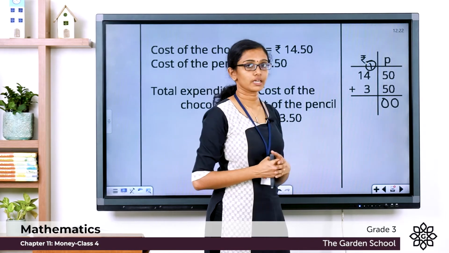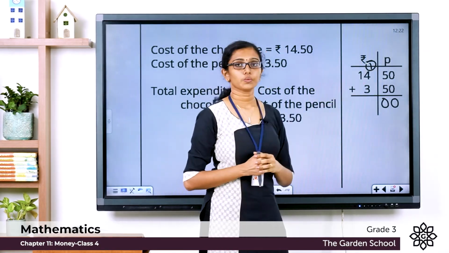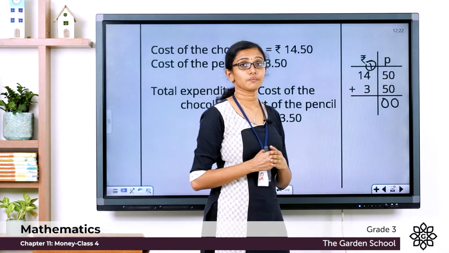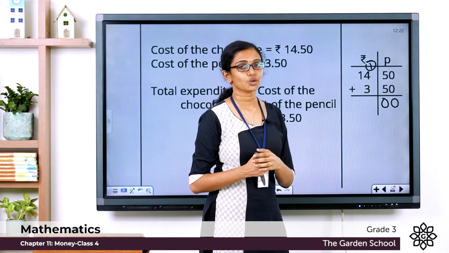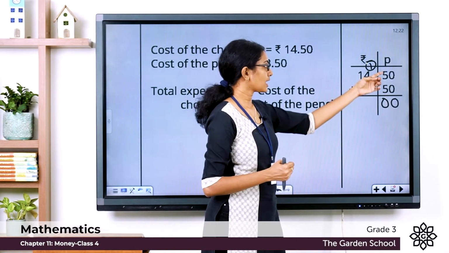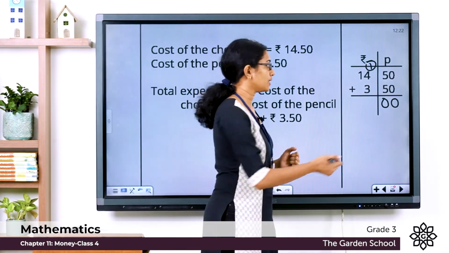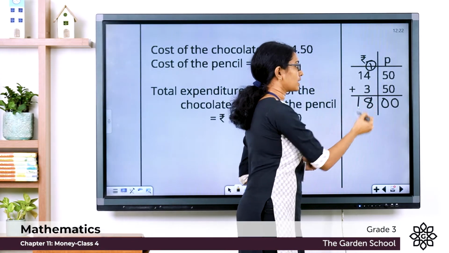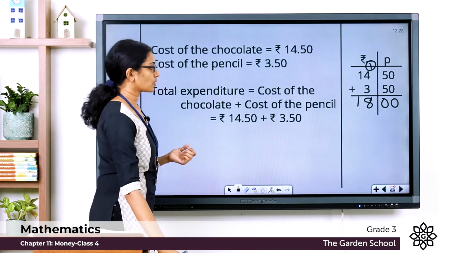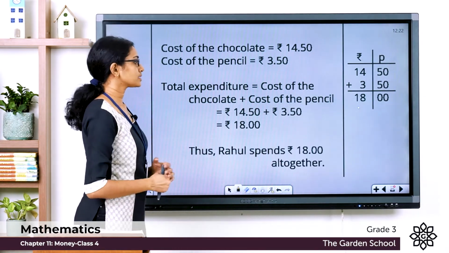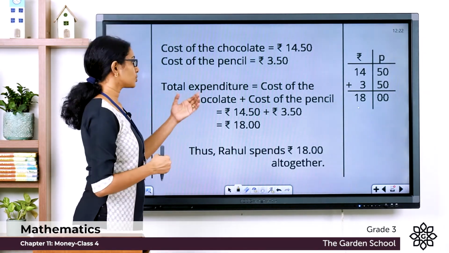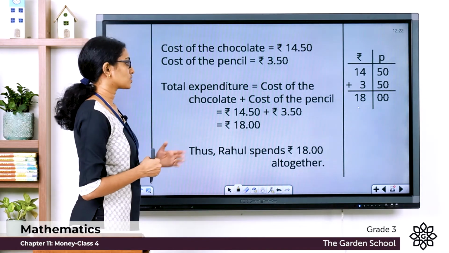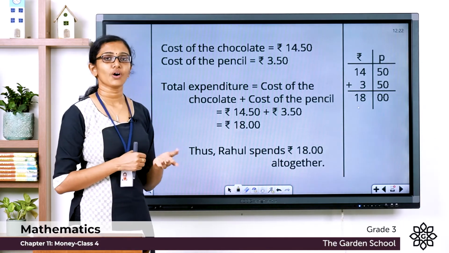So we wrote the 0 here and carried over the 1 rupee to the rupee column. So here 50 paise plus 50 paise is 1 rupee 0 paise. That is 0 here and 1 rupee is carried over to the rupee column. So here we have 4 plus 3, 7 plus 1, 8 and 1 here. So what is the total cost? It costed a total of rupees 18 for Rahul to buy the chocolate and the pencil. So the total expenditure Rahul spends is rupees 18 altogether.